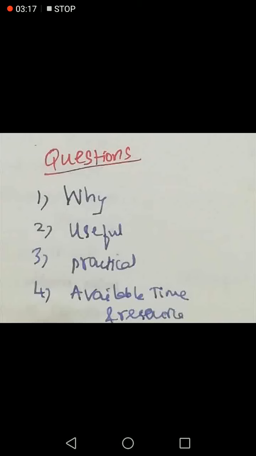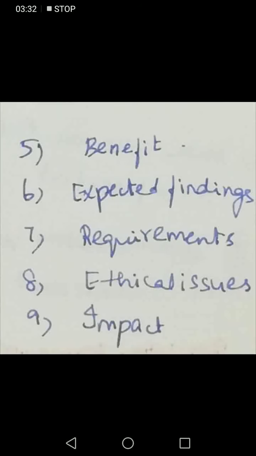Ask a few questions to yourself, as in why the study is done, whether it is useful or not, whether it is practically feasible or not, whether it can be done with the available time and the available resources. Money is a very commonly limiting factor. I myself had trouble finding adequate money to do my research, and yes, that is one of the main things. Fifth is benefit. How will this treatment benefit others? Is there any monetary benefit or effectiveness of treatment? Sixth, the expected findings. Seventh, the additional requirements if any. And eighth is ethical issues.